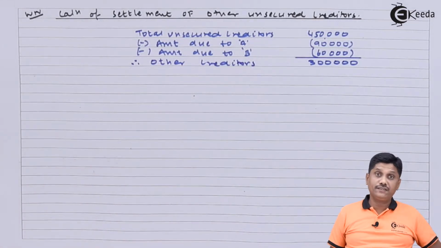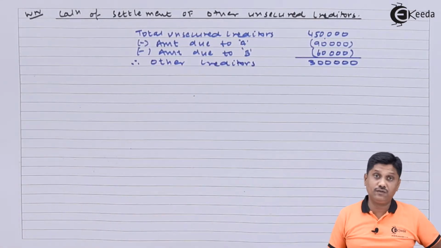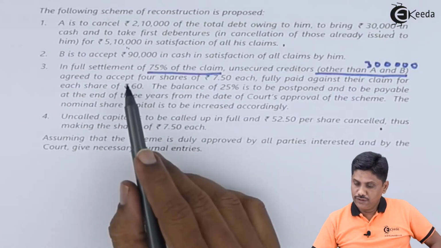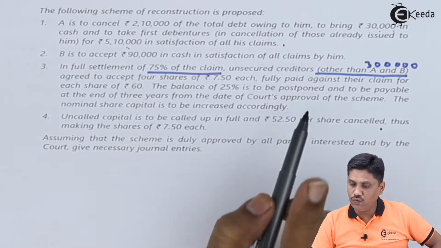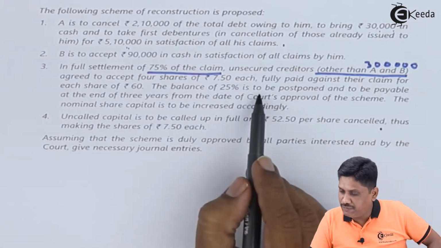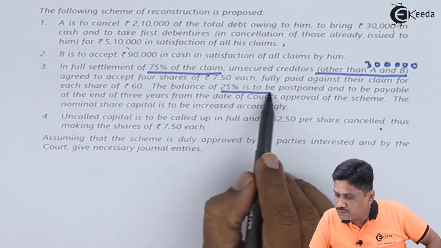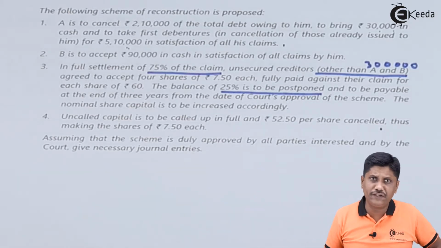Therefore, your other creditors are 3 lakhs. Now let us read the question again. In full settlement of 75% of the claim, now we are settling only 75%. Remaining 25% is to be postponed. That means it will be paid later on.